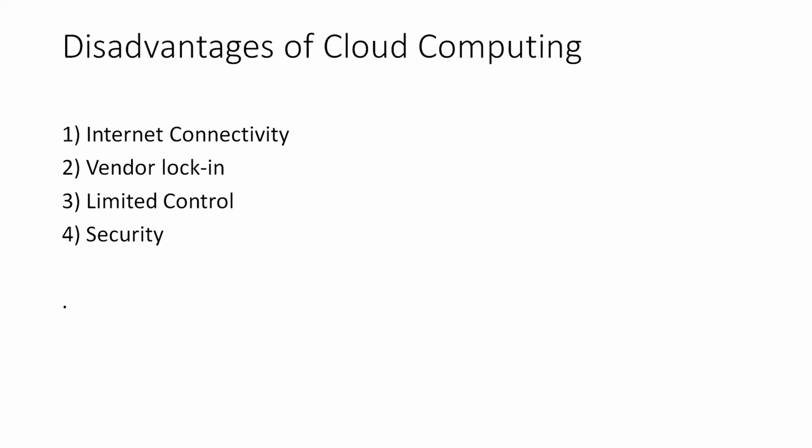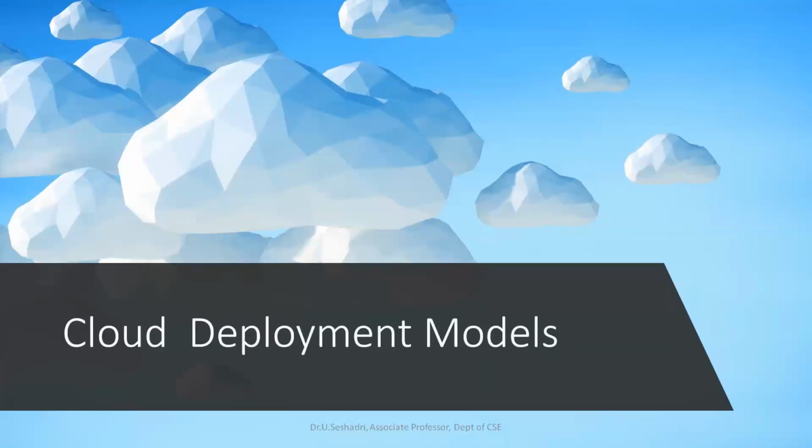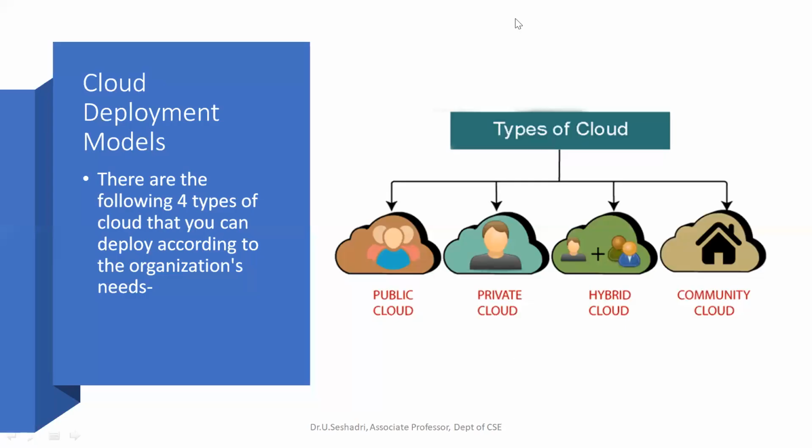Even though they are providing security, still the security issues are there in cloud computing. Some of the drawbacks I have mentioned in the PPT. So what are the cloud deployment models? Cloud computing is providing 4 types of deployment models according to the organization's needs: public cloud, private cloud, hybrid cloud, and community cloud. Those are the 4 types of cloud deployment models.